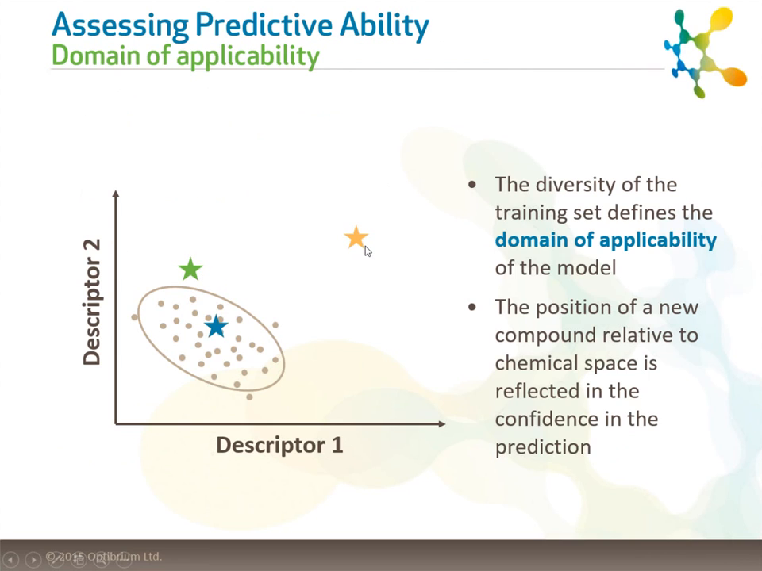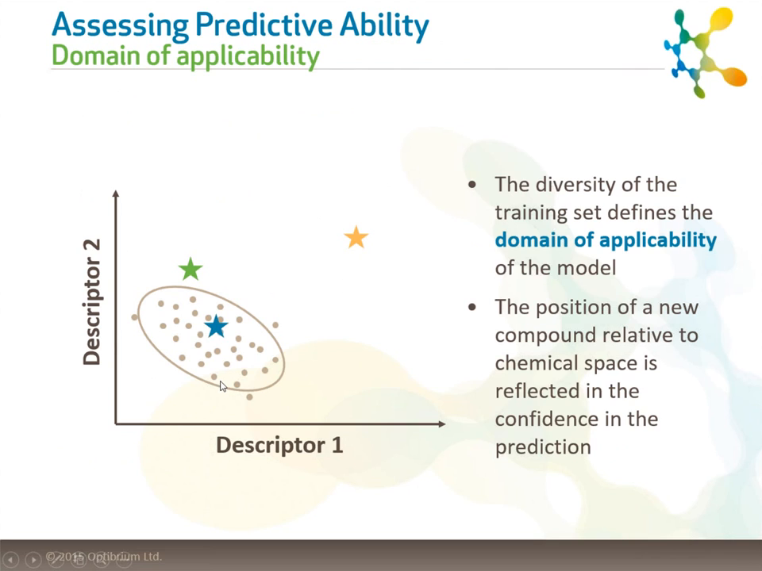And in the extreme, you might have something like this orange star that is sort of way outside of that domain of applicability. And of course, the model can generate a number, but frankly, we have no idea how trustworthy, how confident we are in that value. Essentially, there's no experimental evidence to support a prediction for this compound. And so we would show that as essentially an infinite error bar and saying, hey, really this is outside of the domain, use this data with extreme care.